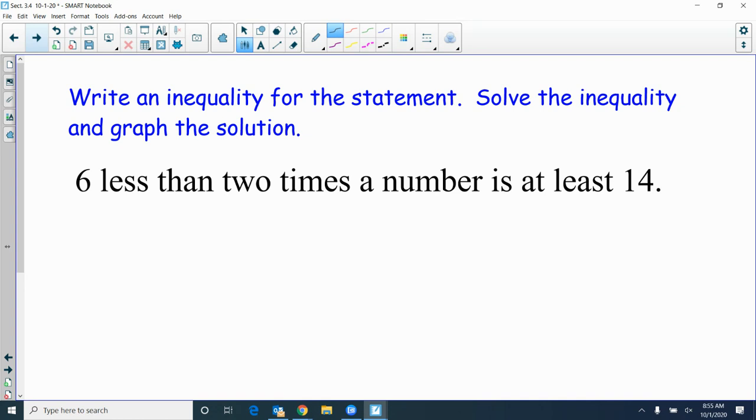Write an inequality for the statement, solve the inequality and graph the solution. 6 less than 2 times the number is at least 14. All right, right side, see if you can come up with it, but don't solve yet, because we've got to make sure that's right. A number, x, any number, and a variable: 2x minus 6. Okay, at least 14.